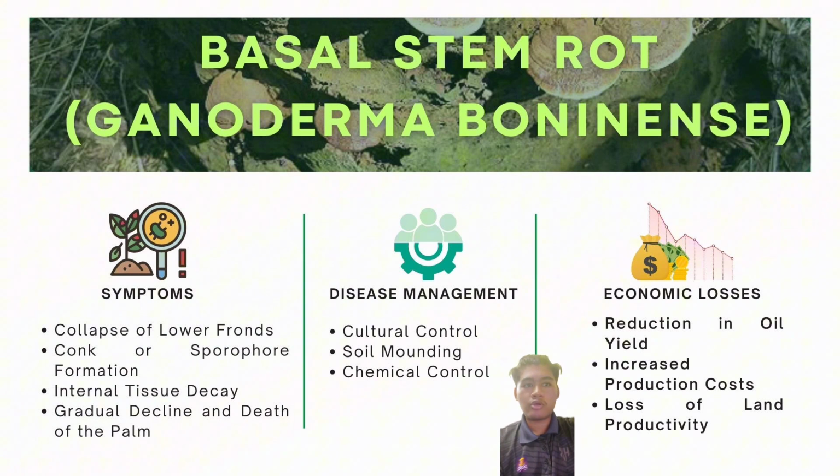is the collapse of lower fronds. So as the disease advances, the affected fronds may collapse and die. This can result in the progressive loss of foliage in the lower part of the palm.